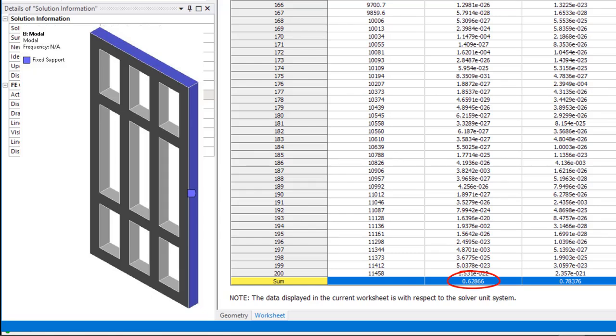Why? In this model, there is the fixed support around the perimeter of the frame, so the material near the fixed constraint won't move and effective mass will be smaller than the actual mass.